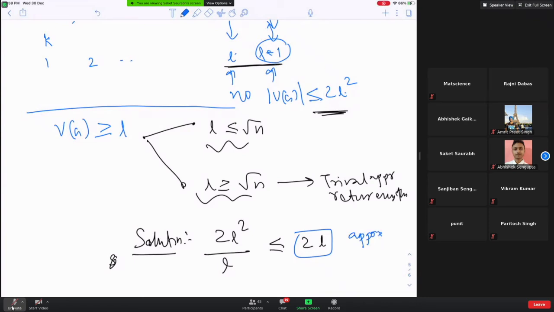I have a query. V of G denotes the size of the vertex set or the vertex cover? V of G is the vertex set. But if you return every vertex, then it is a vertex cover, right? Yeah. Convinced. Okay.